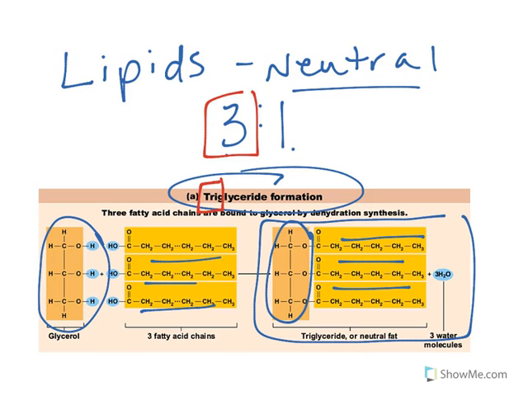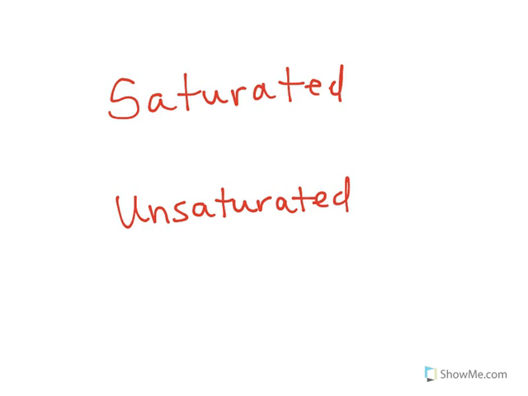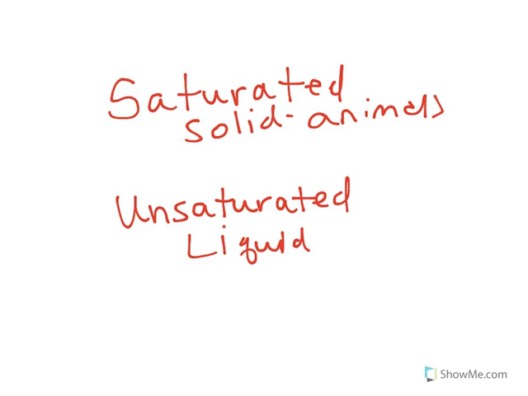They come in several forms, so you probably have heard of terms such as saturated and unsaturated fatty acids. So saturated fatty acids typically are solid at room temperature. They come typically from animals, whereas your unsaturated fats typically are liquid at room temperature, and they come from plants mostly.